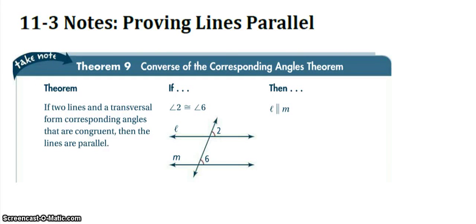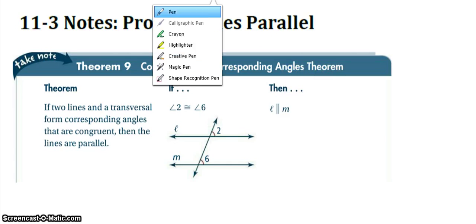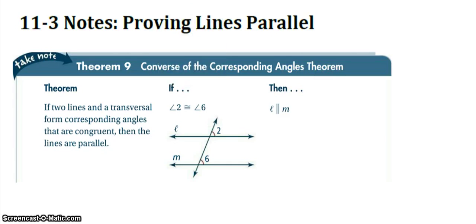Alright guys, we're back again in 11.3 to prove that lines are parallel. To do that, we're going to use the converse of our corresponding angles theorem. What that means is instead of knowing that the lines are parallel and then knowing about the angles, we will first know about the angles, and that will tell us that the lines are parallel.